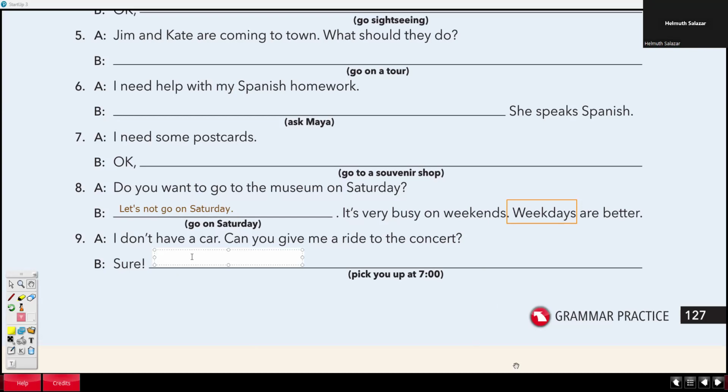Why don't I pick you up? Pick you up at 7. Why don't I pick you up at 7? So first of all, what does pick up mean? Recoger. Means recoger. Thank you very much, Analia.